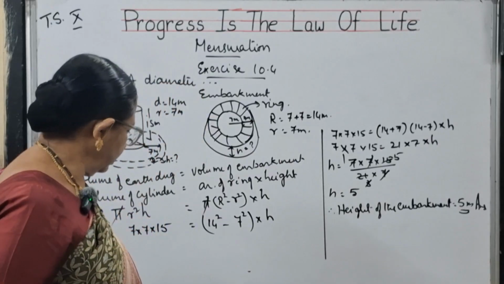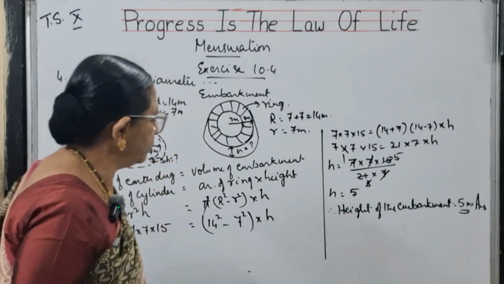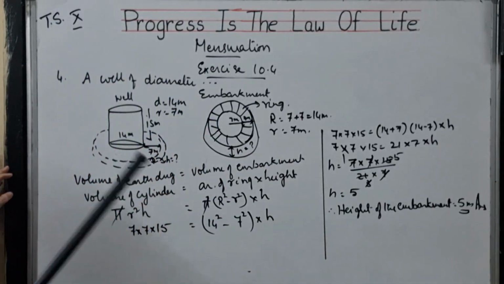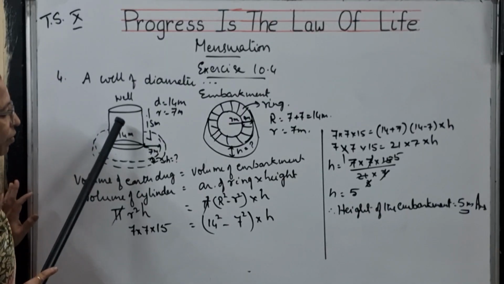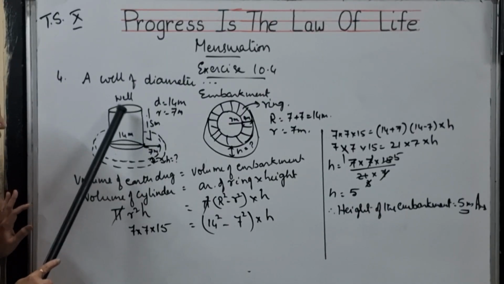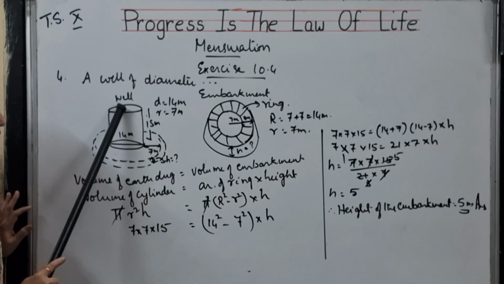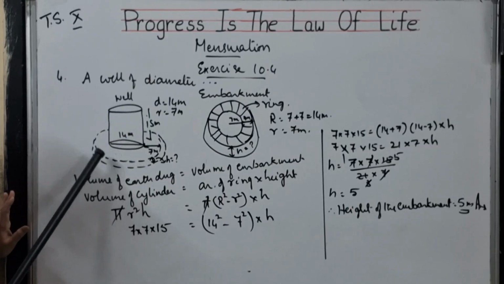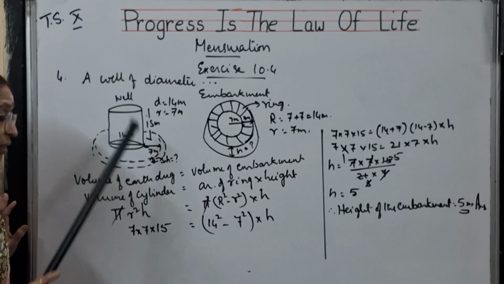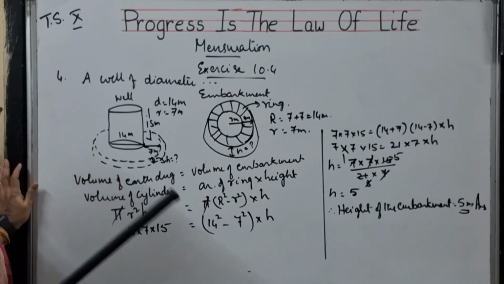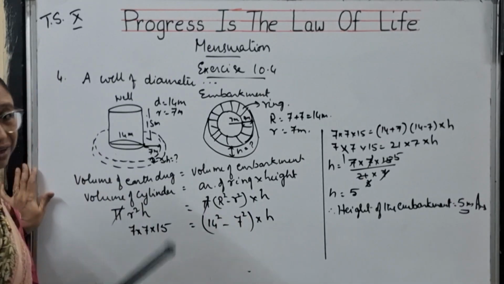So once again, let me explain this one, children. What did they do? They said that there is a well. They dug a well. While digging the well, the earth that comes out of it is made into a circular embankment. In the previous problem, they took the earth and made it into a platform.